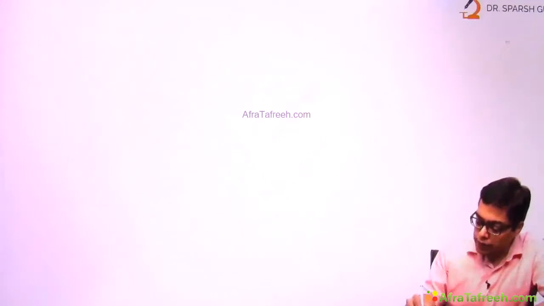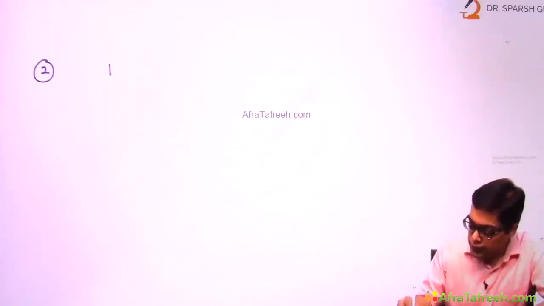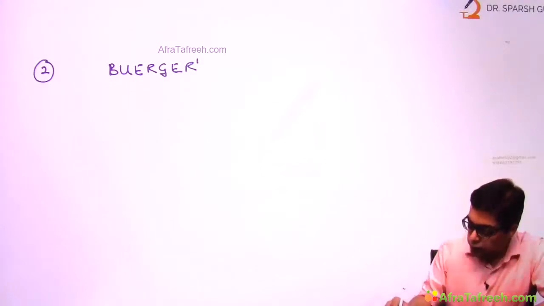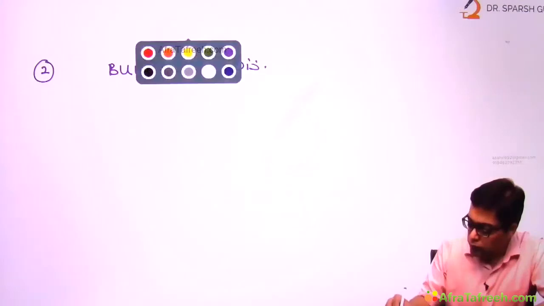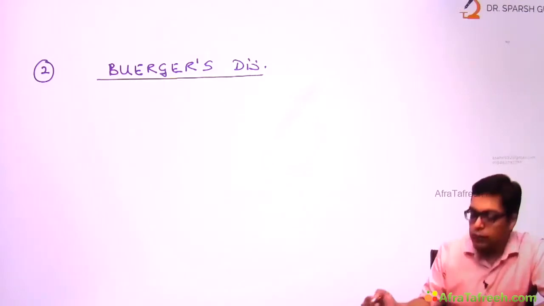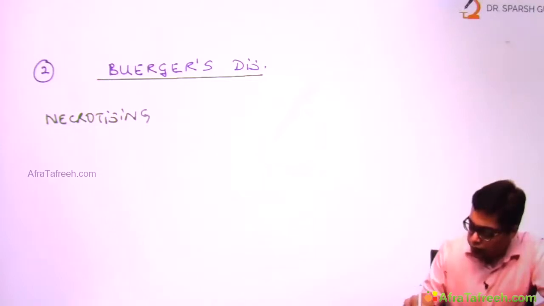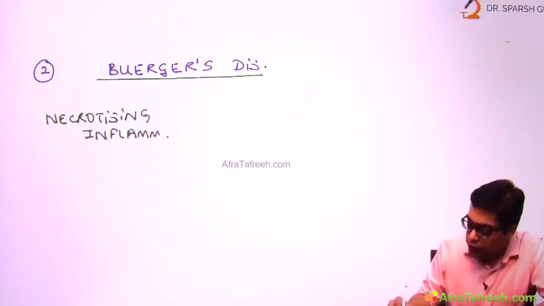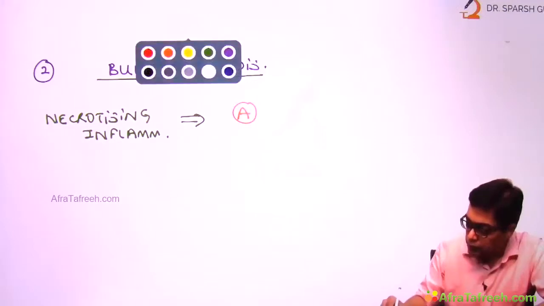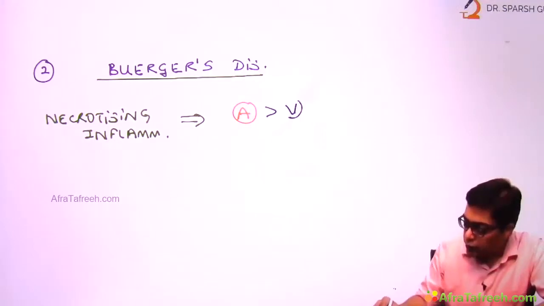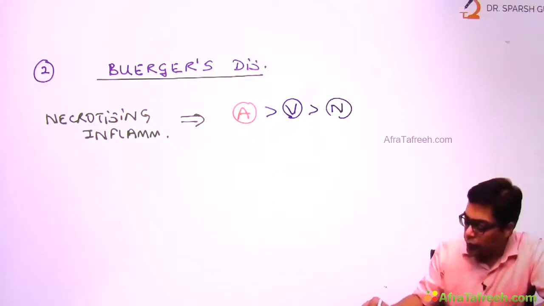The second important example of a medium-sized vessel vasculitis is a condition that is given the name of Buerger's disease. When we talk about Buerger's disease, it is a disease characterized by the presence of necrotizing inflammation. This necrotizing inflammation characteristically affects arteries importantly. Subsequently, we have the involvement of veins, and then we can have the involvement of nerves as well.